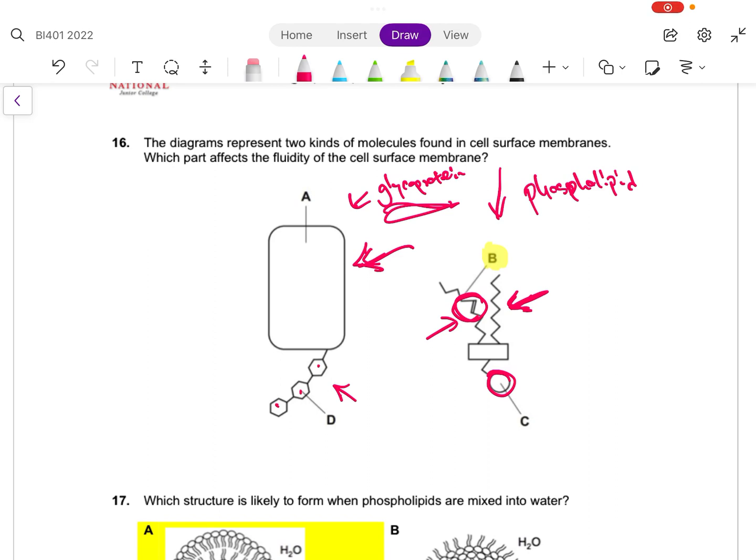The more kinks there are, the more fluid the cell surface membrane will be. Because if you have phospholipids of a cell surface membrane that are all saturated and there are no kinks at all, you'll find that they can pack very closely to each other. This makes the membrane more rigid. But the moment you have kinks in the phospholipid, the phospholipids cannot pack as closely together. This makes them more fluid, right? So depending on how many kinks there are, it can affect the fluidity. Therefore, B is the answer.